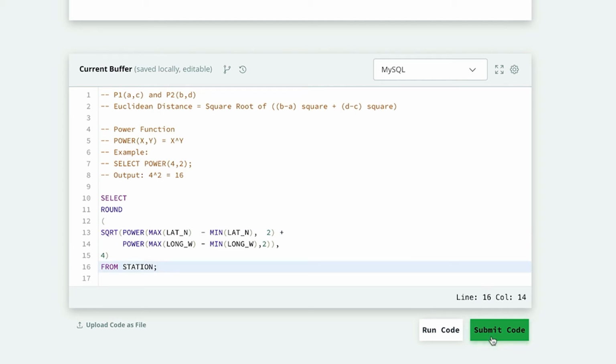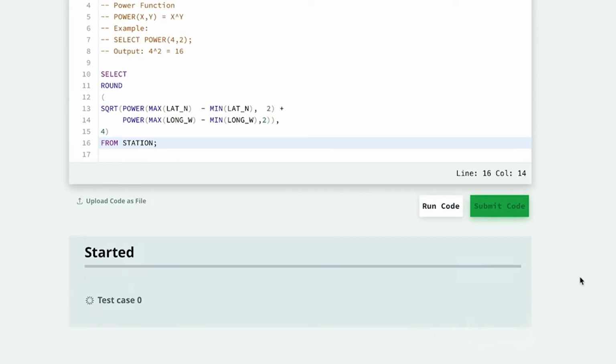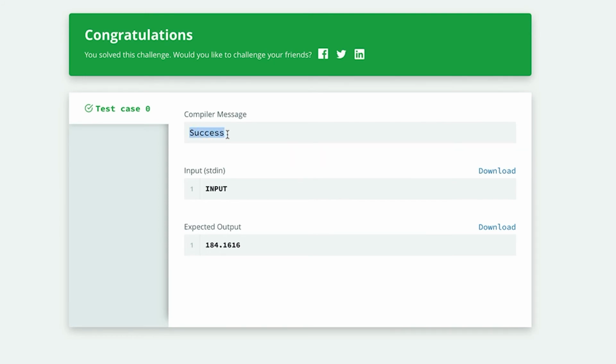So our SQL query is ready. I hope you have understood it really well. I have submitted the query and we can see the success message on the compiler. It means that our query is absolutely correct. Brilliant, guys. So we will solve one more question.